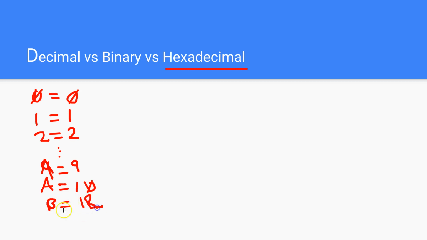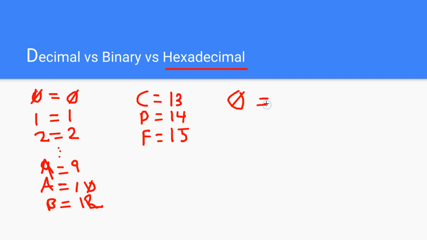And then B is going to be 11. C is going to equal 13. Sorry, I think RAM is starting to give out on me here. It's starting to slow down. A, B, C, D is going to be 14. And finally, F is going to equal 15. So hexadecimal is going to go from 0 to 15, all the way to 15. So 0 to 15 is hexadecimal.